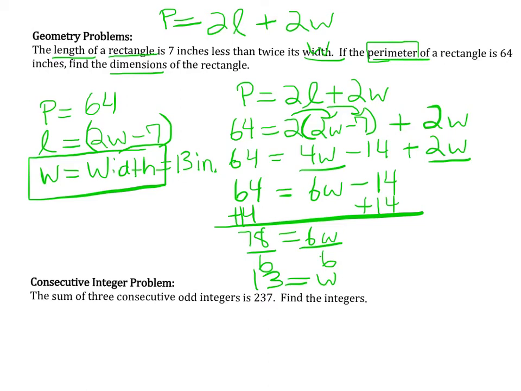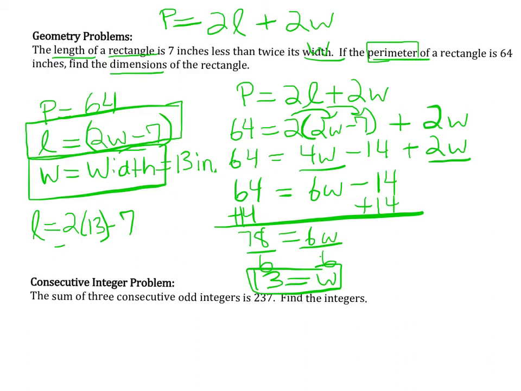Now I need to find my length. Well, my length is equal to 2W minus 7, which I have right here. And so to find my length, since I already know that W equals 13, I'm going to have 2 times 13 minus 7. That's 26 minus 7, which is 19. So my length is 19 inches. All right. So that's a good example of really going from a verbal representation of mathematics to an algebraic representation.